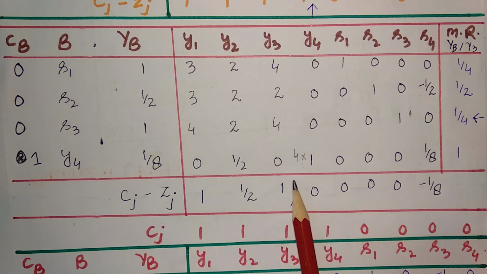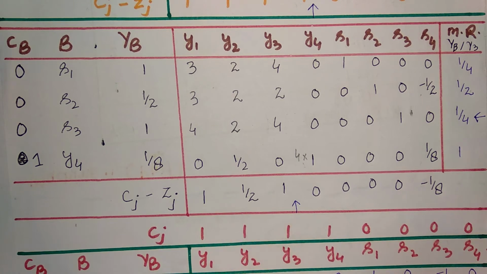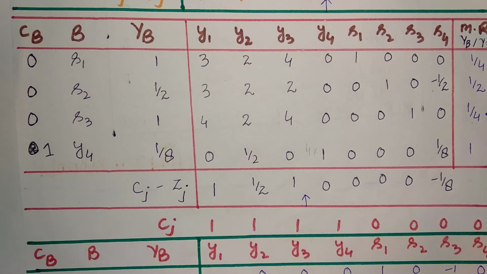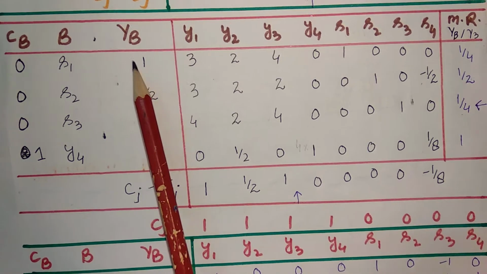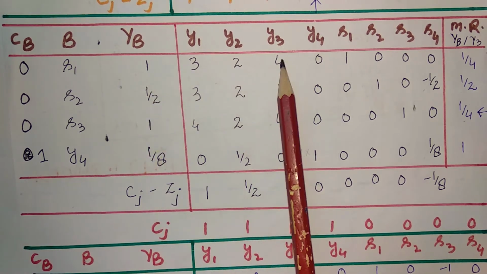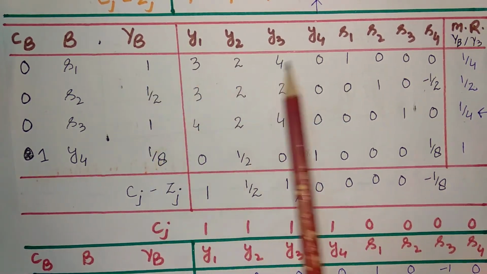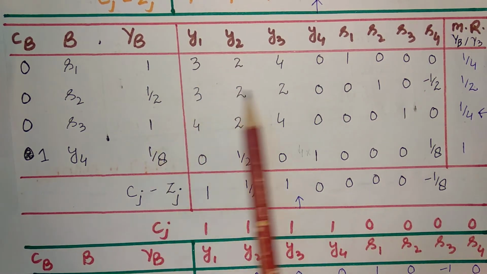That is, I had chosen the third column as the key column because 1 and 1 are equal. I can choose any column. So I had chosen it, and then I will find out the minimum ratio. Here the minimum ratio will be YB, that is, the solution value divided by Y3. Okay, that is 1 by 4, then 1 upon 2 by 2. Okay.